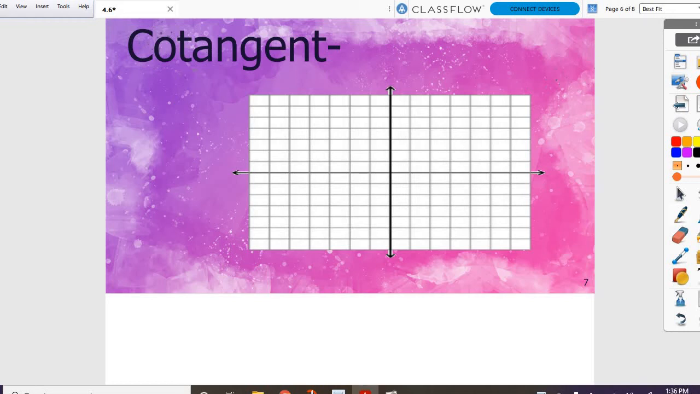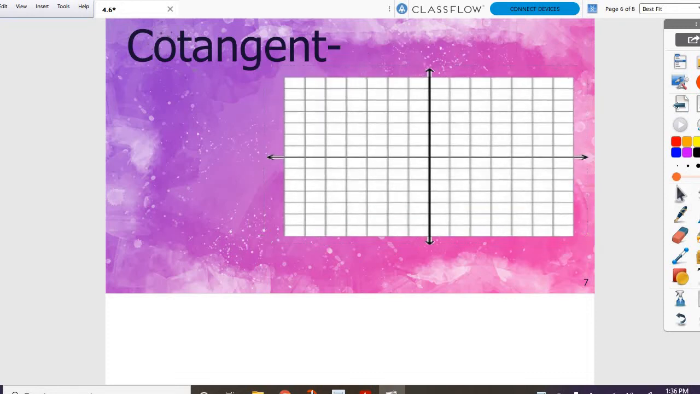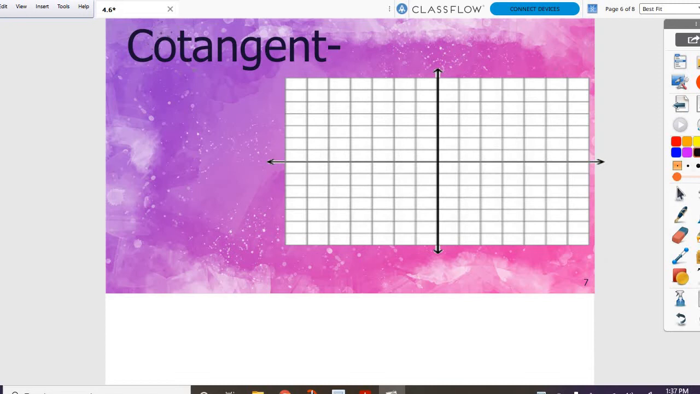So we looked at our tangent graph in our last lesson. Now we're going to look at our cotangent graph. And remember, cotangent is the reciprocal of our tangent. So its graph is actually going to be very similar to our tangent graph. So note that cotangent of theta equals 1 divided by tangent of theta.